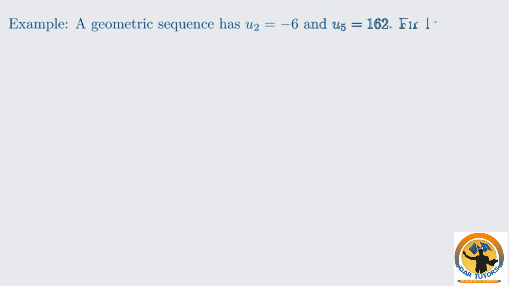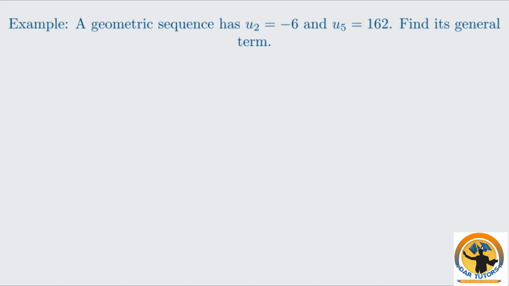Sometimes, you'll be given terms that are not the first term, and you'll need to find the general term. Let's tackle a problem like that. Suppose we have a geometric sequence where the second term, u_2, is -6, and the fifth term, u_5, is 162. Our goal is to find the general term, u_n.